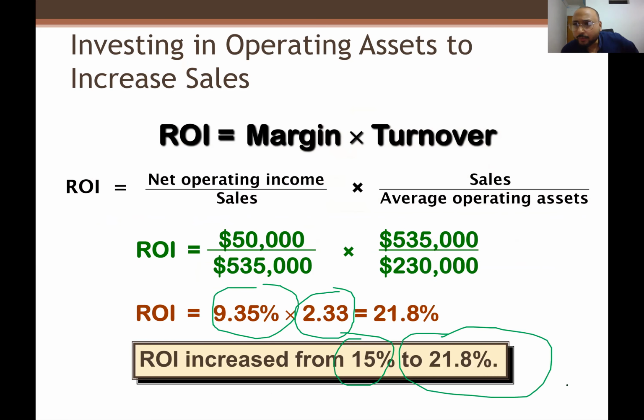Right? Now the head office managers, would they be interested to buy this technology? No. Why? Because they will say that our performance is linked with turnover, and our turnover has decreased, so we are not buying this technology. Look at the overall ROI. Overall ROI has increased from 15 to 21.8%. So that is the biggest drawback of decentralization.